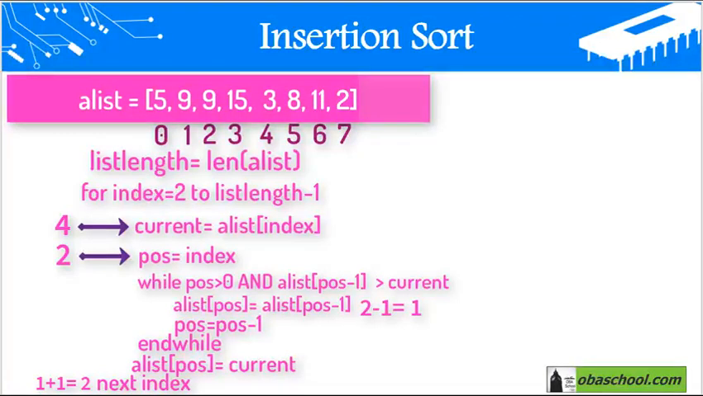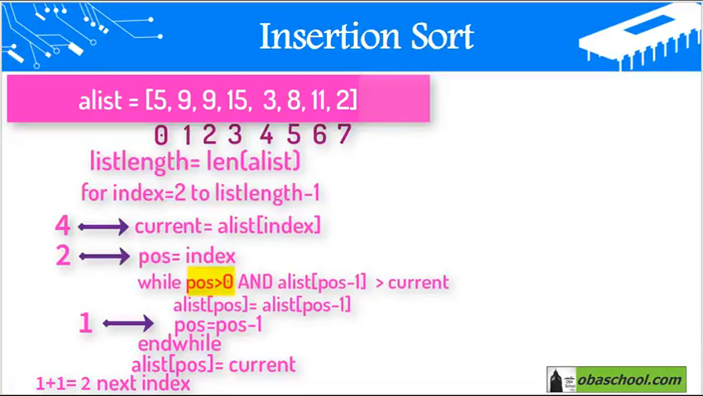And then we change the position. It's pose equal 2 minus 1, it's 1. The position now is 1. So we will keep repeating the loop until the pose is 0.